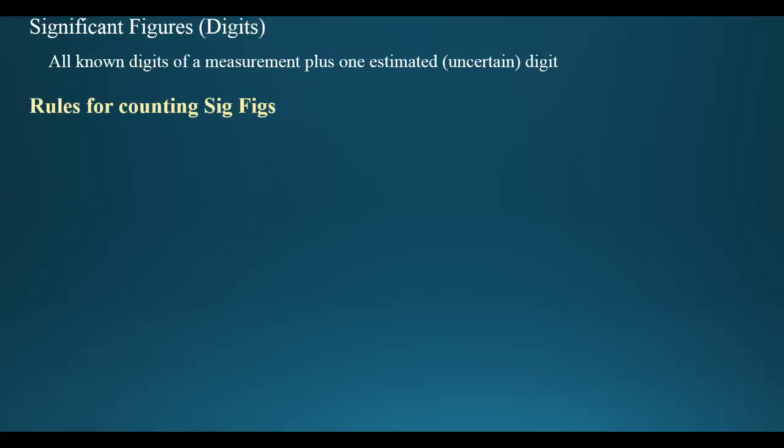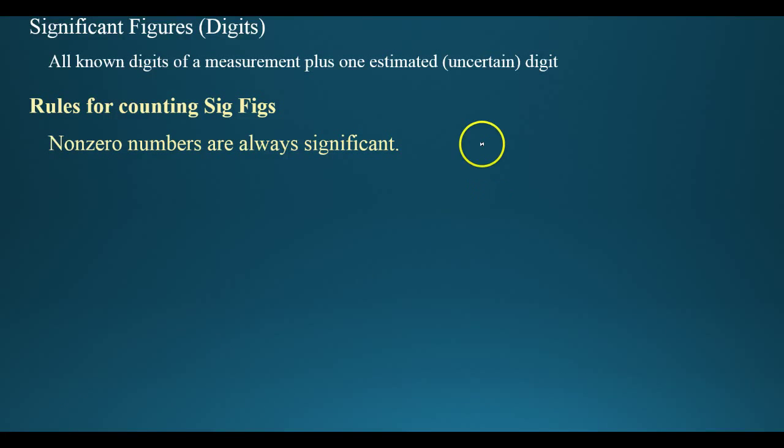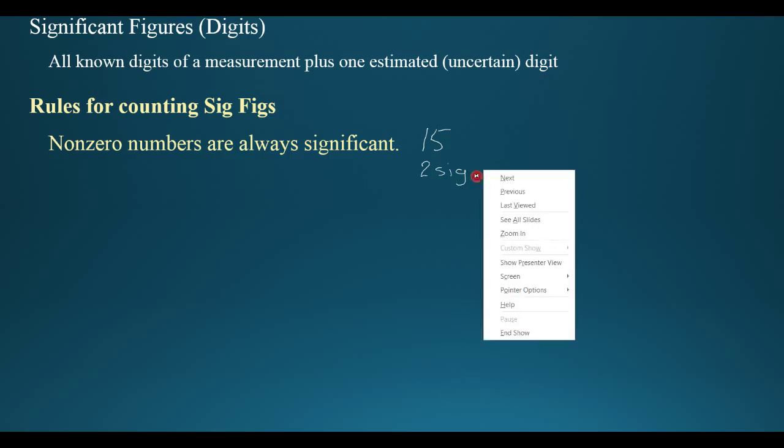Now we have rules for counting significant figures, and I usually condense these and make them a little shorter than what's written in the textbooks. The first one that we have here is non-zero numbers are always significant. What do we mean by that? Let's say we have the number 15. Those are both non-zero digits. So we would have 2 sig figs, or 2 sig digs for significant digits.